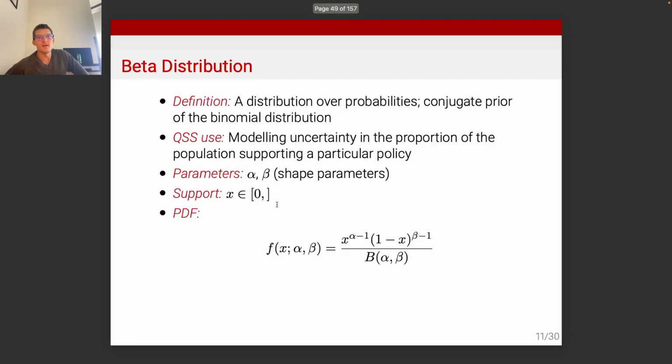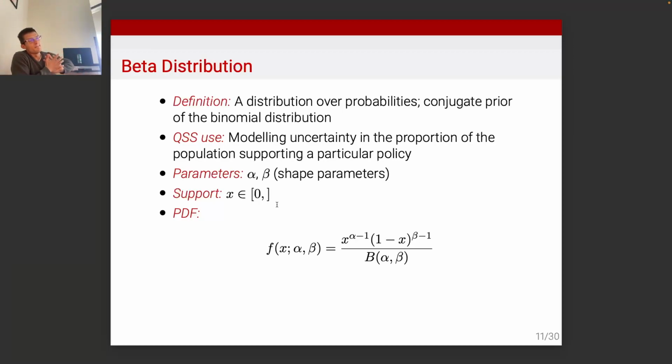We also have the beta distribution, which is used for modeling probabilities. In some cases, you might know what the probabilities of a certain event are, but in other cases, you might not exactly know, and you might want to actually model the probability of the probability. So it's sort of a meta-level distribution where you're asking what the uncertainty is over the support for a particular policy in terms of population.